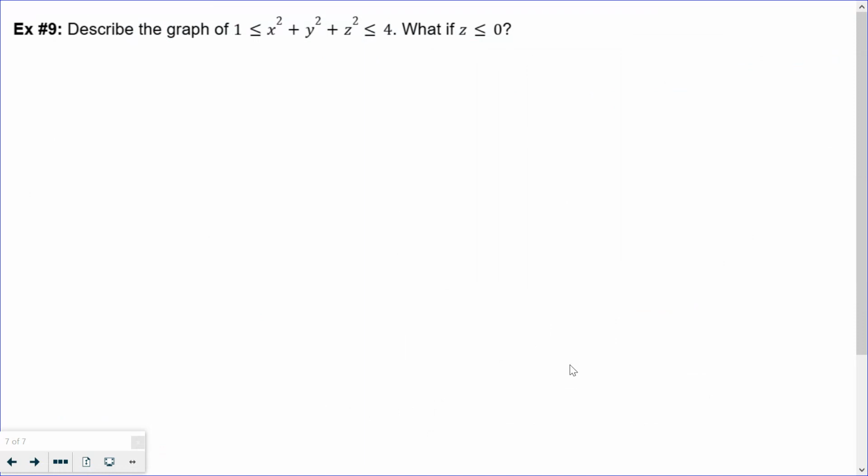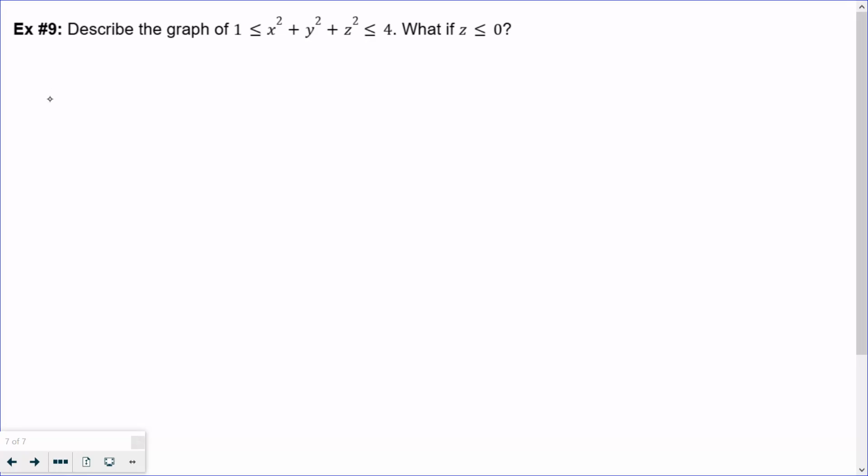All right, describe the graph of x squared plus y squared plus z squared, but it has to be greater than 1 and less than 4. Okay, so think about it really quickly, and let's see if your thoughts were correct. All right, so what the heck would this look like? Well, I think it would be spheres.